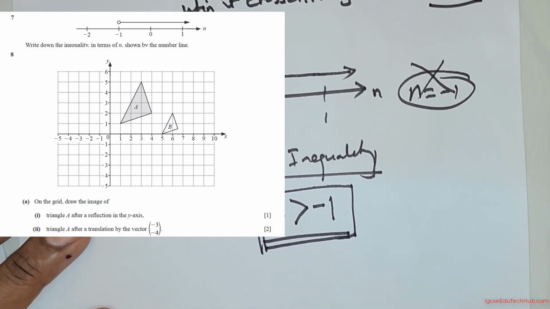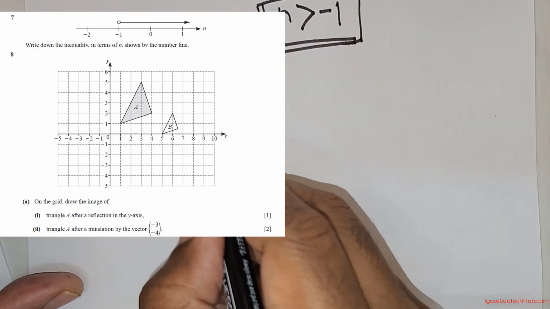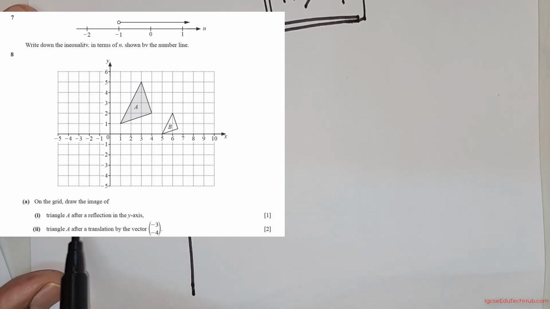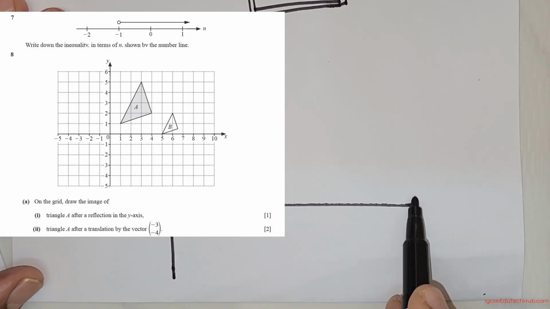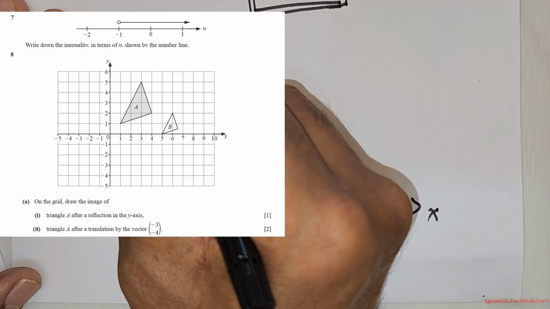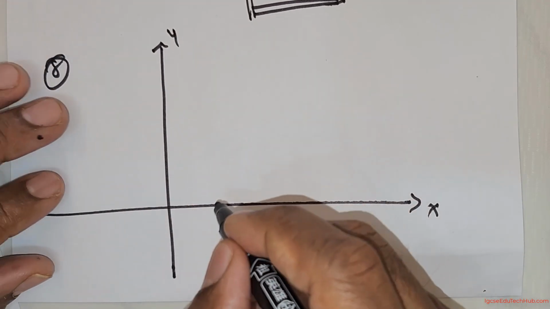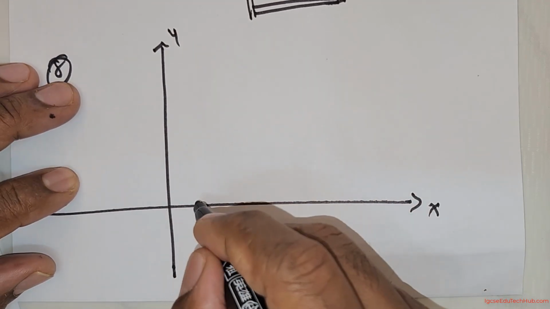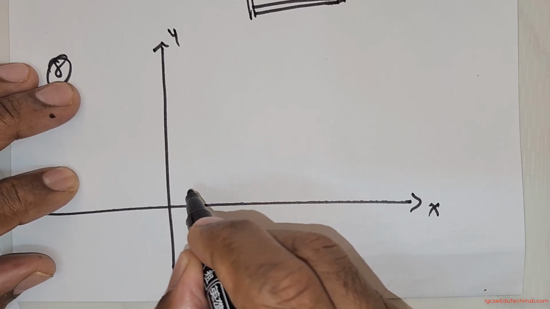So let's move on to the next one. Now we are given a question. Now this is the axis. We have x-axis and we got y-axis. Now we have a figure. Now the figure is a triangle.